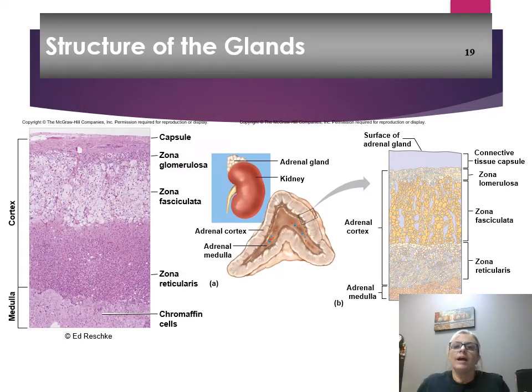So the adrenal medulla has cells grouped around blood vessels that are connected to the sympathetic portion of the autonomic nervous system. And they have some modified neurons that are called chromaffin cells, and those lead to the central nervous system. The adrenal cortex is the larger portion of the gland, and it has three layers. It has the zona glomerulosa, which is going to be the outer layer, the zona fasciculata, which is the middle, and the zona reticularis, which is the inner.